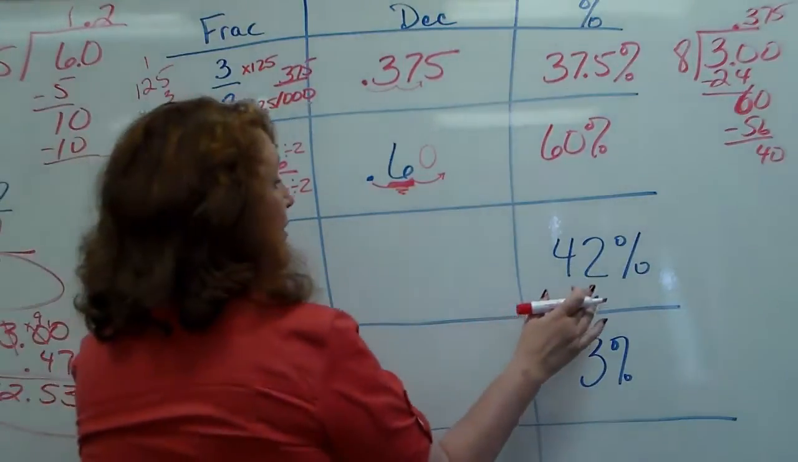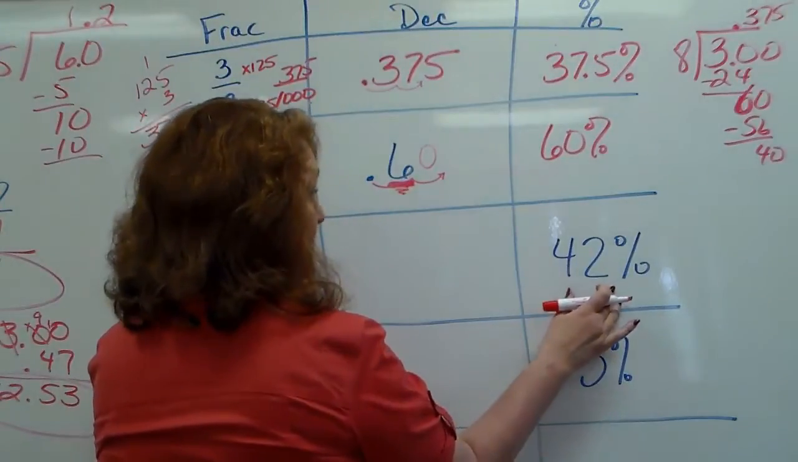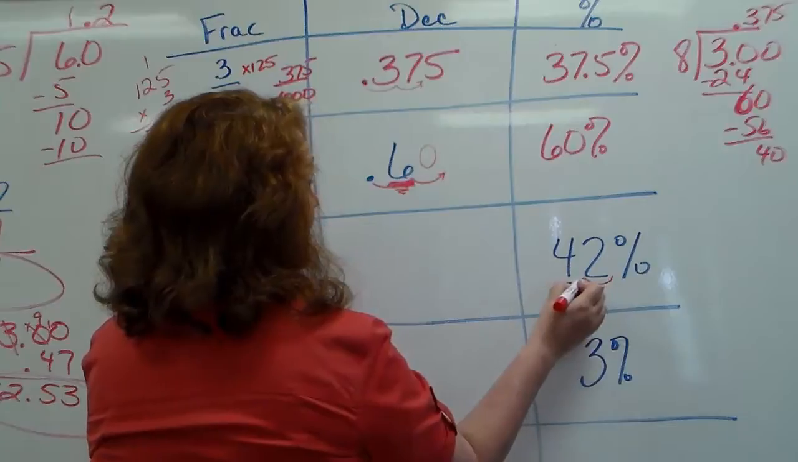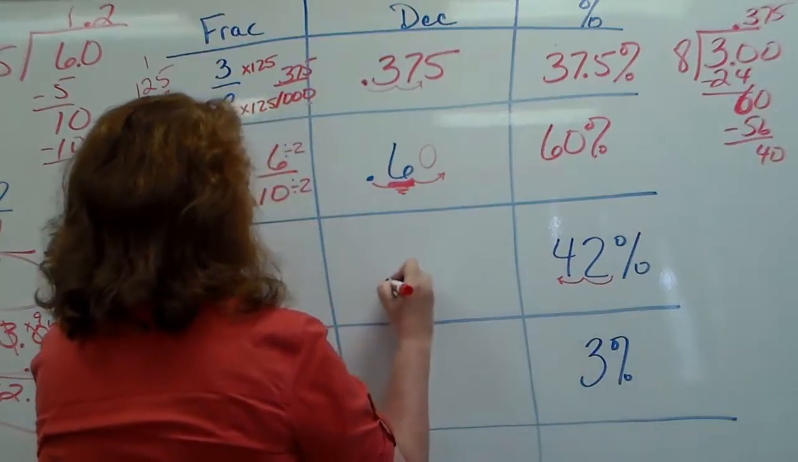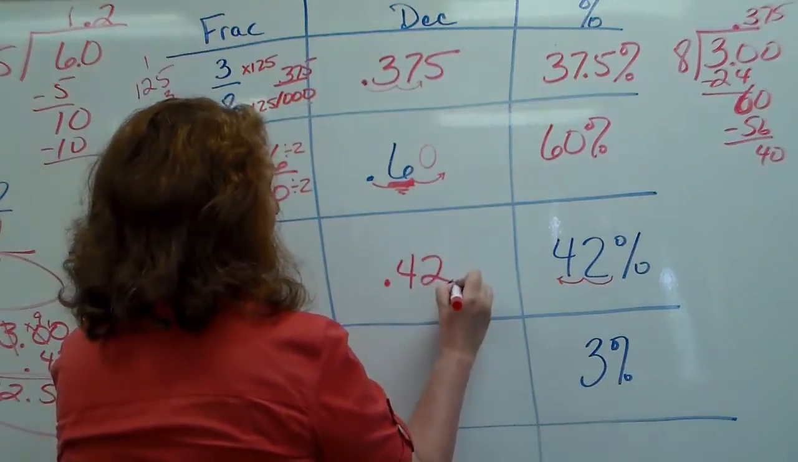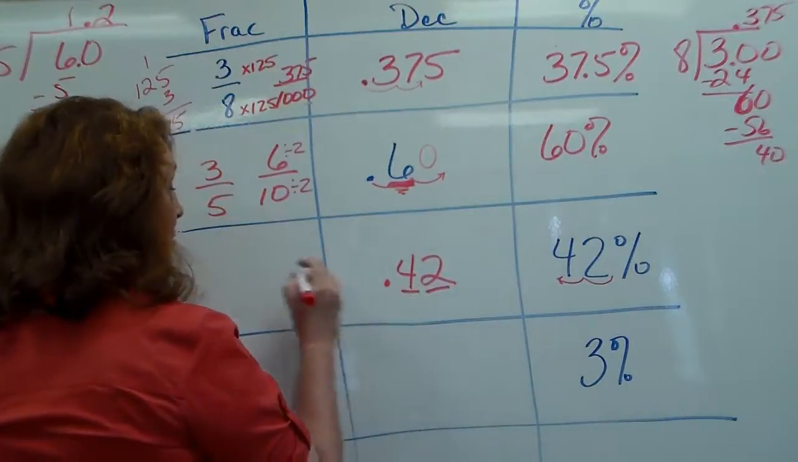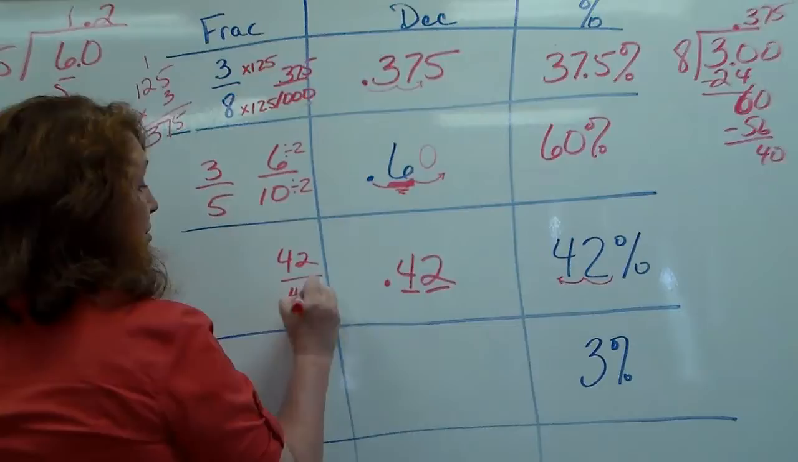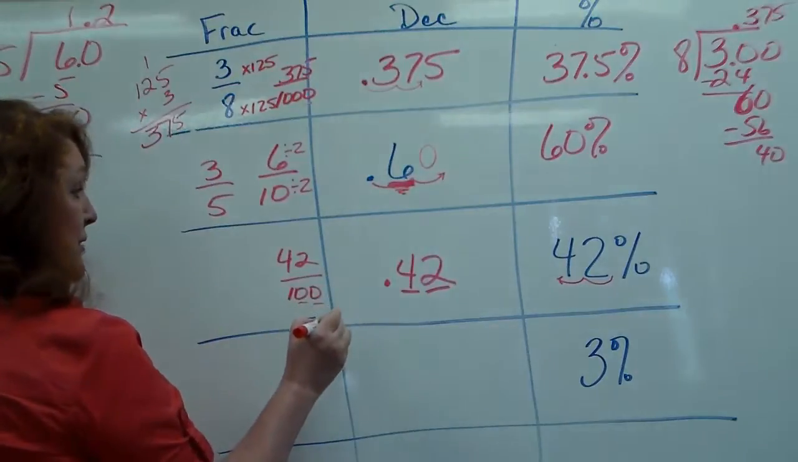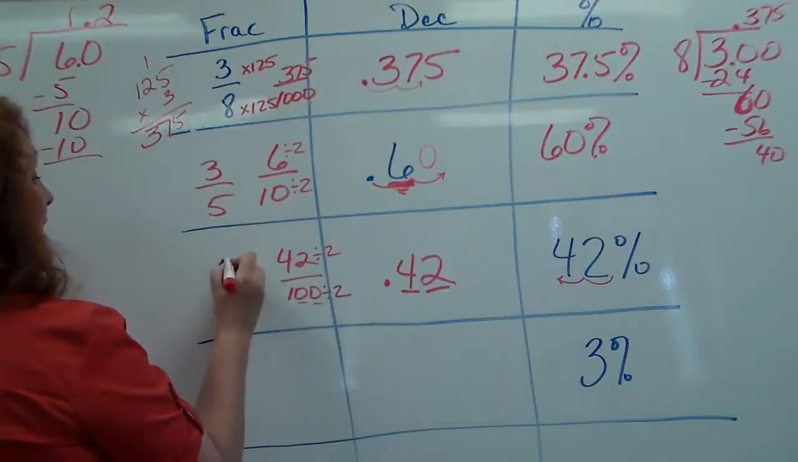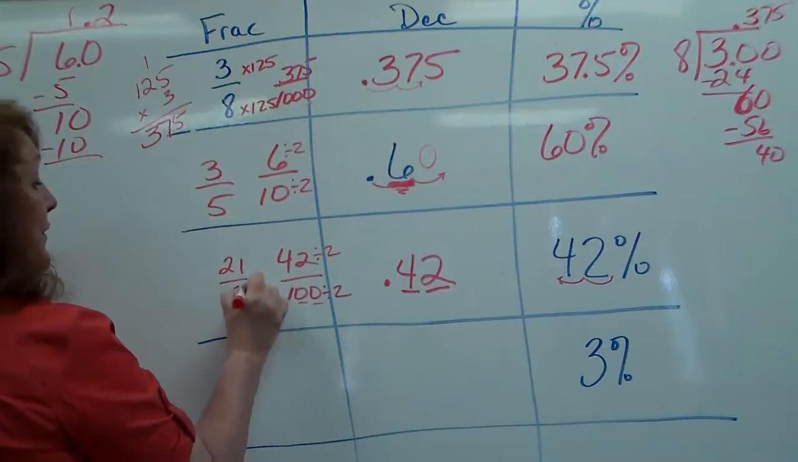Here I'm going to start with the percent. So I know right here that there's an imaginary decimal that I'm going to move over 2 times. This becomes 0.42. And because there are 2 numbers after the decimal point, this 42 actually goes over 100 with 2 zeros. And I've got to divide by 2, and I have 21 over 50.